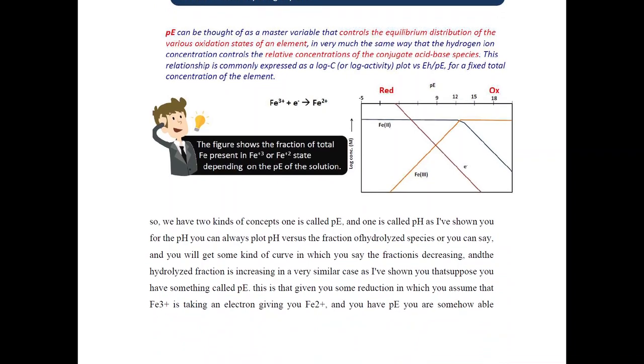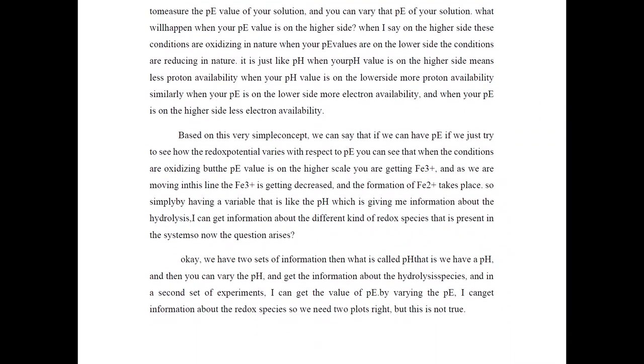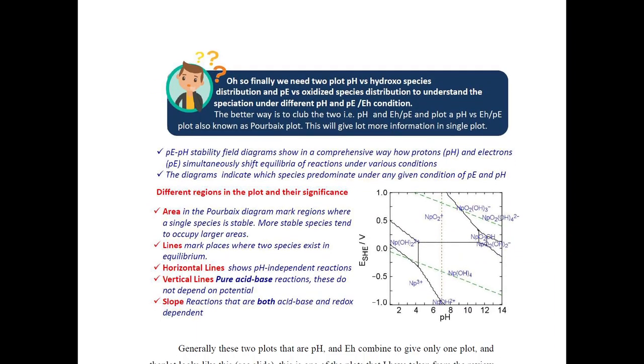Fe3+ plus electron is giving Fe2+. So finally, we need to plot pH versus hydroxide species distribution and pE versus oxidized species distribution to understand the speciation under different pH and pE or Eh conditions. The better way is to club the two, that of pH and Eh or pE, and plot a pH versus Eh or pE plot, also known as a Pourbaix plot. This will give a lot more information in a single plot.